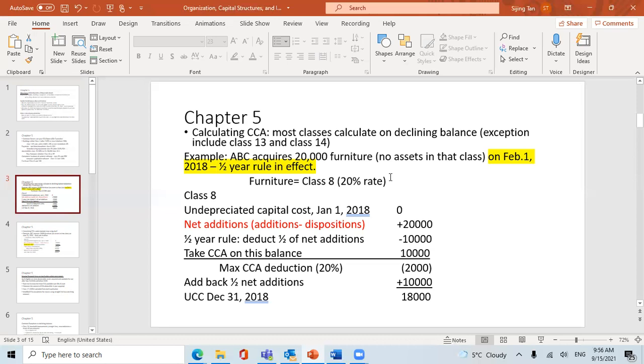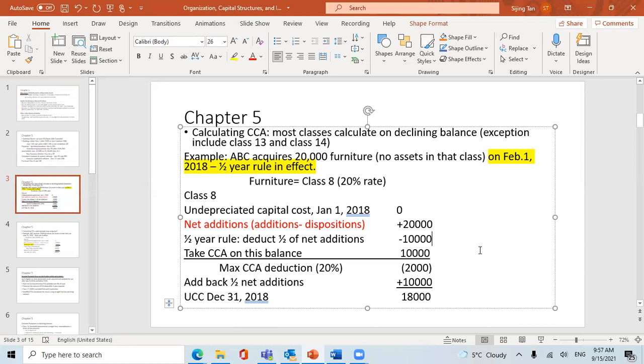So for our net addition, just pay attention to the net additions. Net additions always equals additions minus dispositions. For this example, we just acquired $20,000 of furniture on February 1st, so our net additions is $20,000. Now we apply the half-year rule, right? Because it's before November 21st, 2018. So we deduct half of the net addition. So it's $10,000. That's what shows right there.